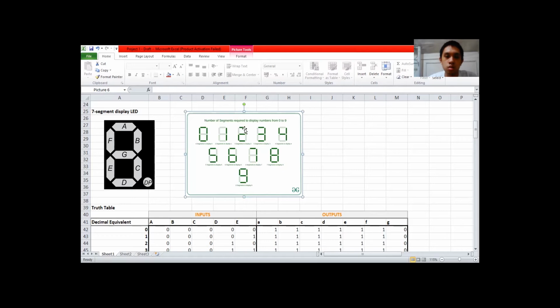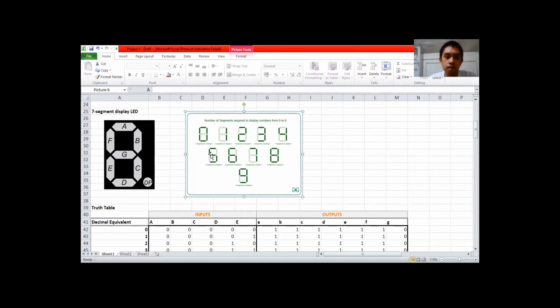So the next one is 2. The only high signals are segments A, B, G, E, and D, while C and F are low signal, so that an output of 2 will be obtained by the LED. As for 3, the only segments that are high signal are A, B, G, C, and D. For 4, the only segments that have a high signal are segments F, G, B, and C.